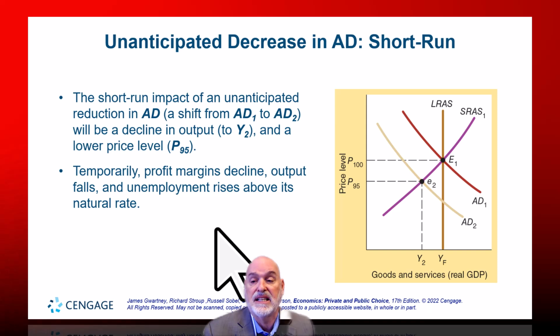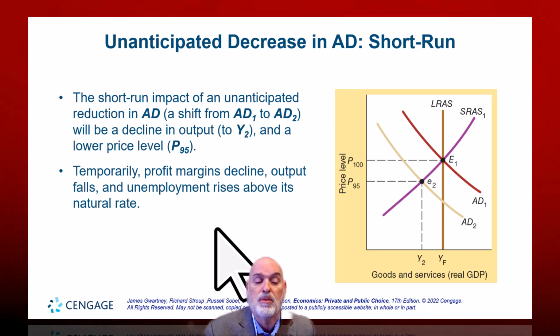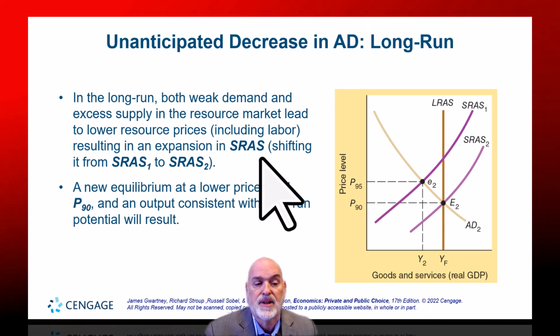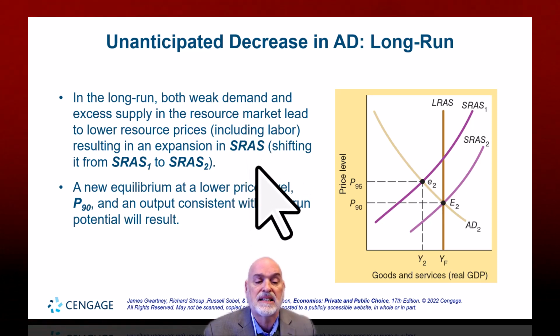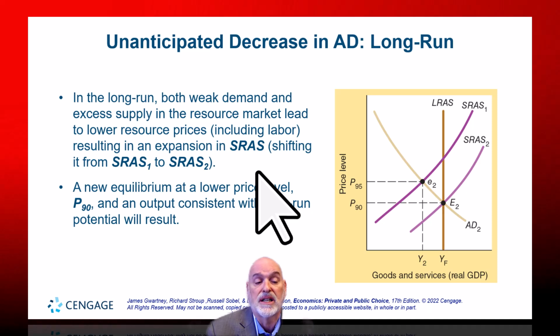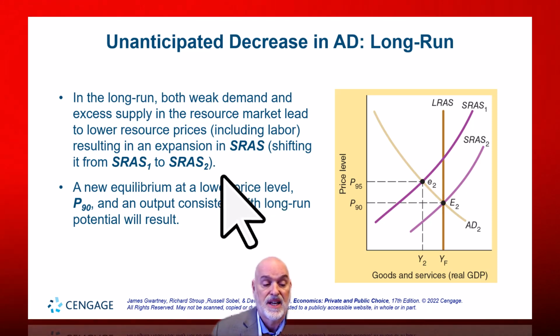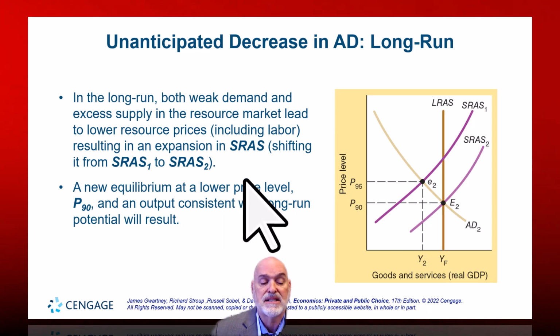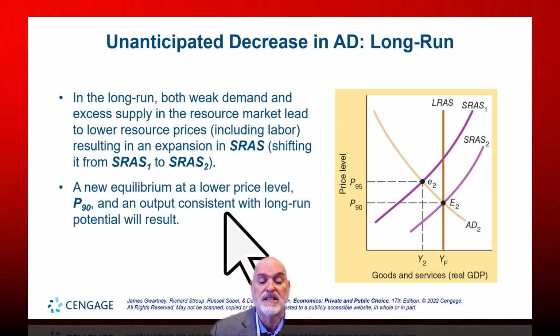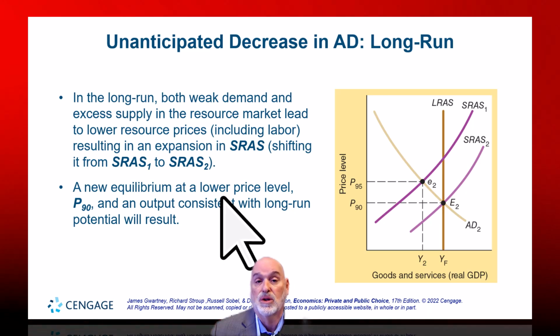Unanticipated decreases in AD, short run. The short-run impact of an unanticipated reduction in AD will be a decline in output and a lower price level. Temporarily, profit margins decline, output falls, and unemployment rises above its natural rate. In the long run, both weak demand and excess supply in the resource market lead to lower resource prices, including labor, resulting in an expansion in SRAS. A new equilibrium at a lower price level, P90, and an output consistent with long-run potential will result.